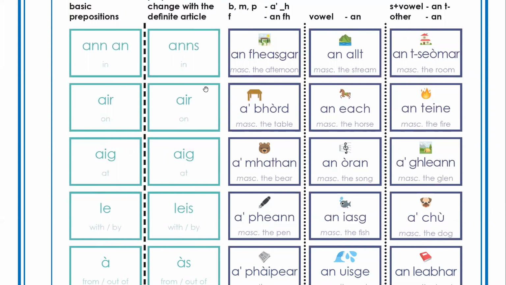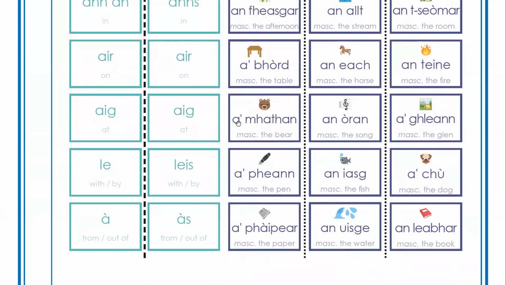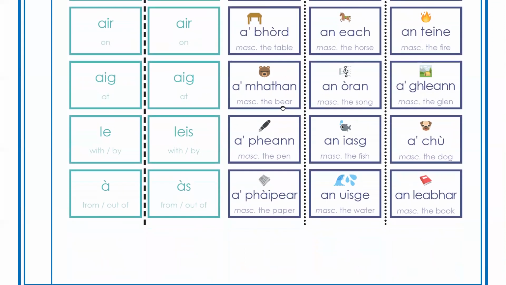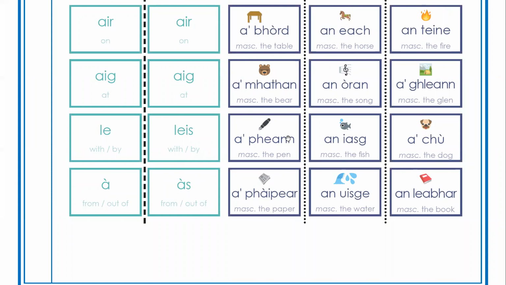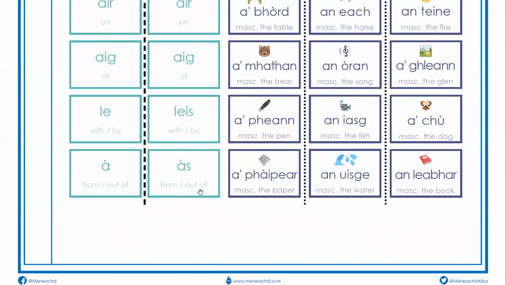Bòrd we had, and we also saw on the table, air a' bhòrd. We had am bàthar, the bear, am bàthar. Aig a' bhàthar, at the bear. We saw am peann, the pen, now becomes leis a' phìann. So le becomes leis when we're talking about something with the article, with the leis a' phìann. Same, we add an S to the à. So if it was out of or from the paper, às a' phàipear, am pàipear, às a' phàipear.